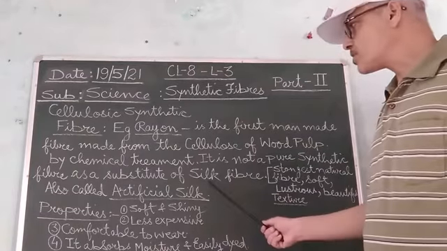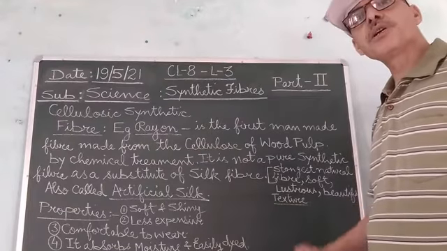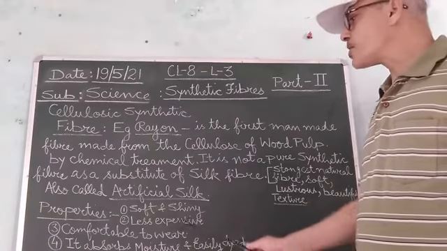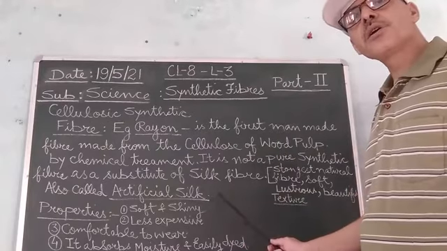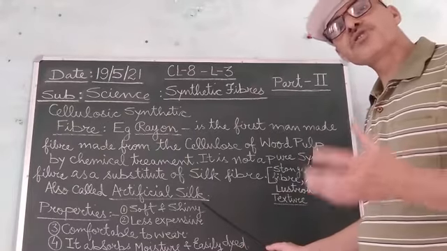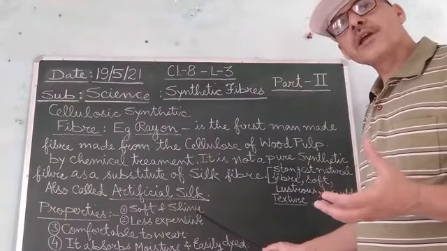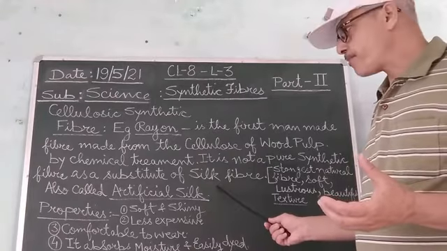Now after this, students, I will tell you some of the properties of the rayon fibers. The first important property of the rayon fiber is that it is soft and shiny or lustrous, meaning it has shine. The fibers of the rayon are very shiny in appearance, similar to that of the silk fiber.